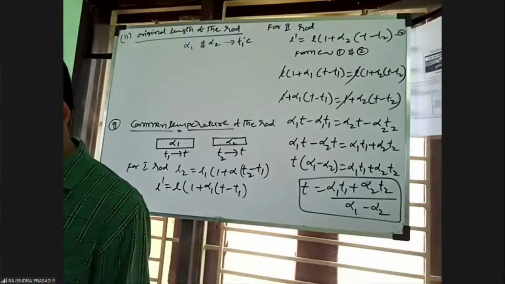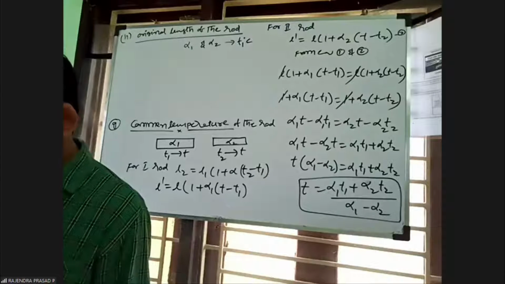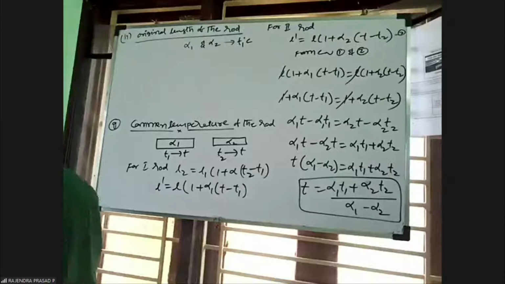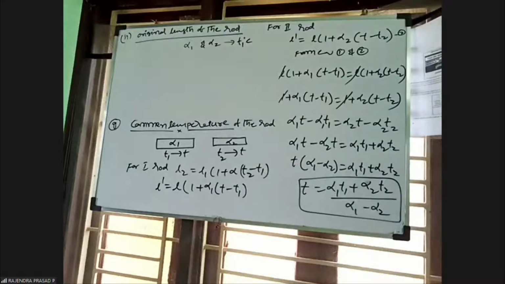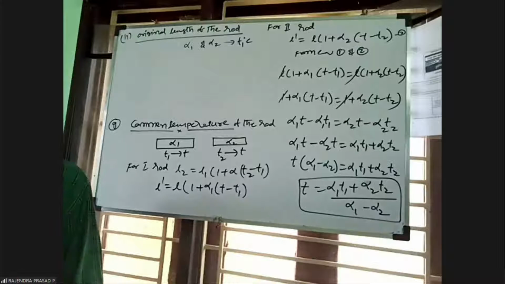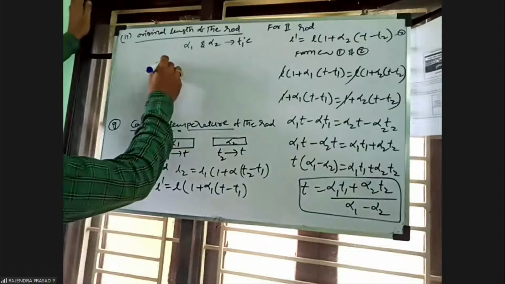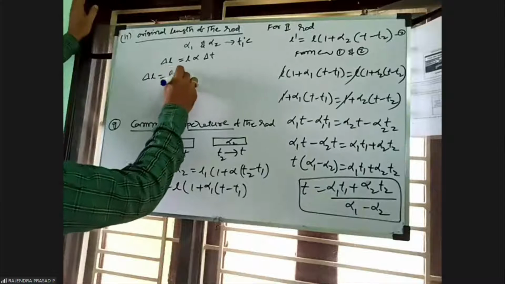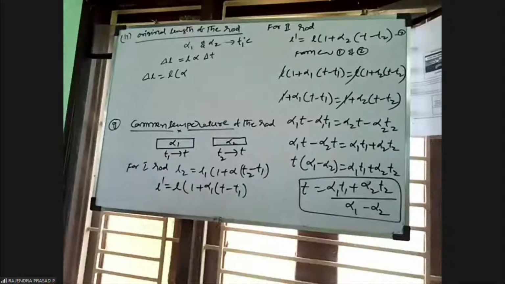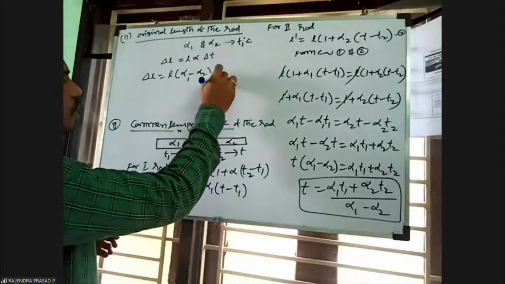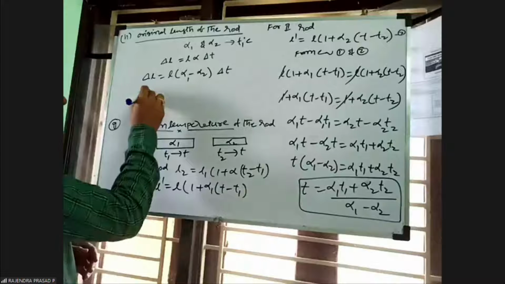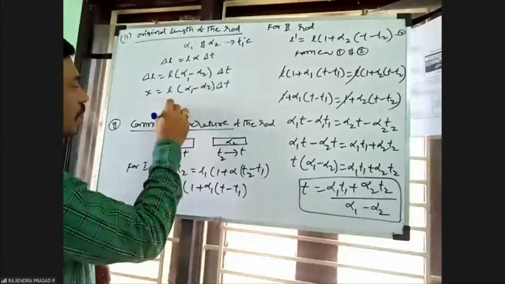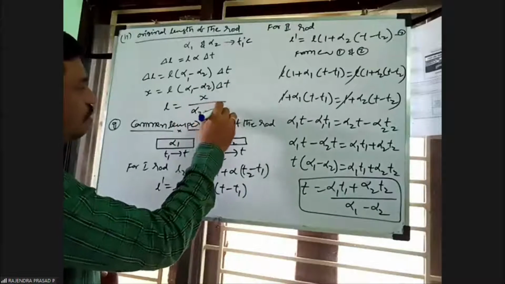the difference in their lengths at a higher temperature is given by delta L equal to L alpha delta T. So delta L is equal to L into alpha 1 minus alpha 2 into delta T. This is the change in length, x. So x equals L into alpha 1 minus alpha 2 into delta T, and L equals x by alpha 2 minus alpha 1 into delta T.